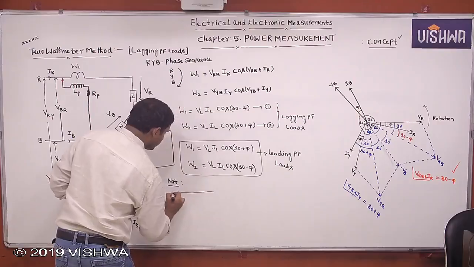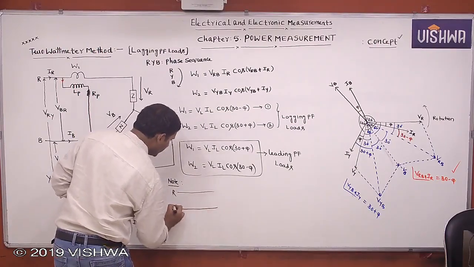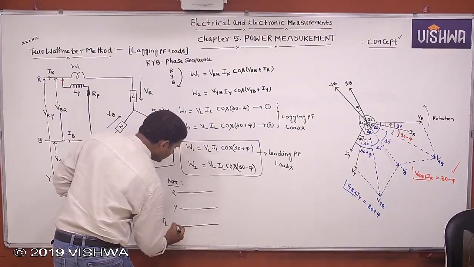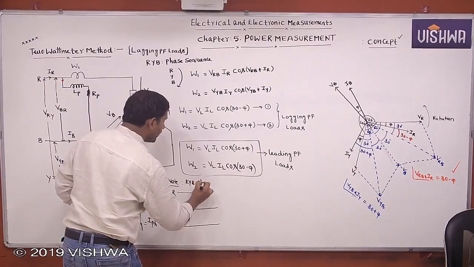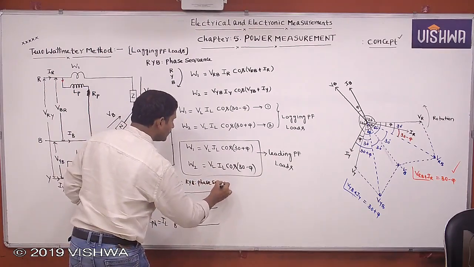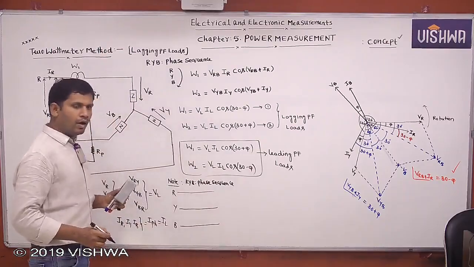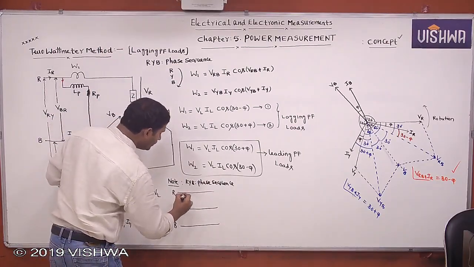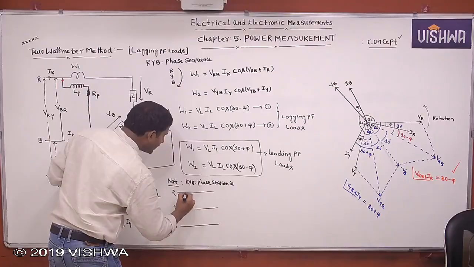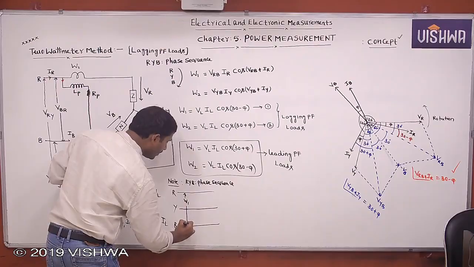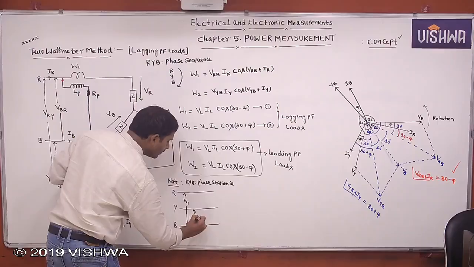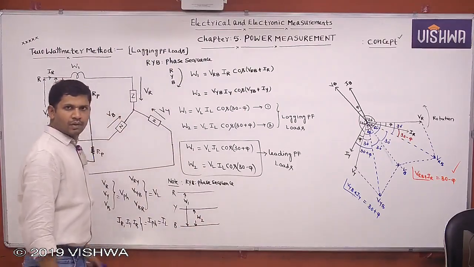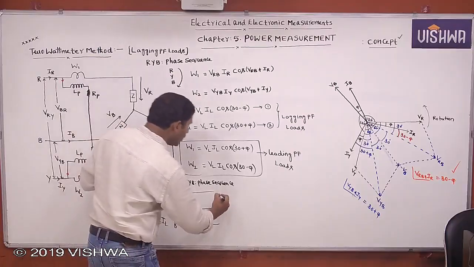This is R, this is Y and this is B. Take that RYB phase sequence. Now W1 is connected between R and B. W2 is connected between Y and B. If it is connected like this, what W1 are we getting?